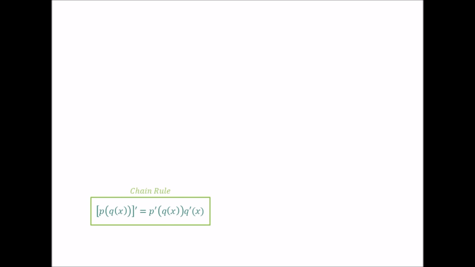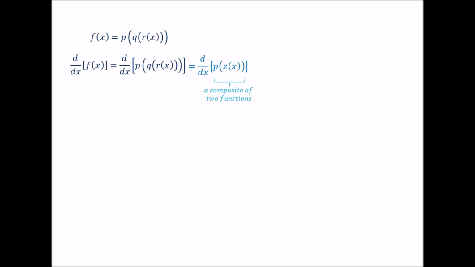To understand what I mean here, take for example a composite of three functions, p of q of r of x. To find the derivative, the procedure for this is to let the inner composite q of r of x be equal to another function z of x, reducing the total composite down to two, p of z of x. And now that we have a composite of two, we can apply the chain rule and then get the following: p prime of z of x times z prime of x on the outside.